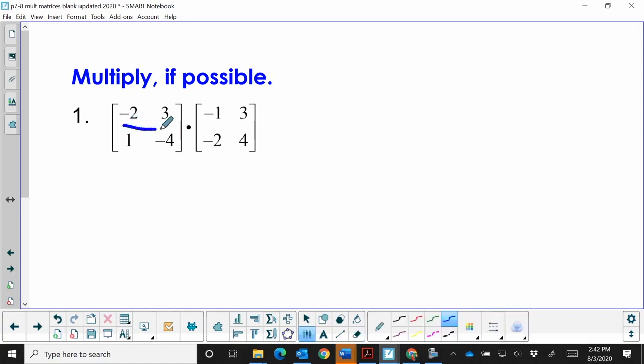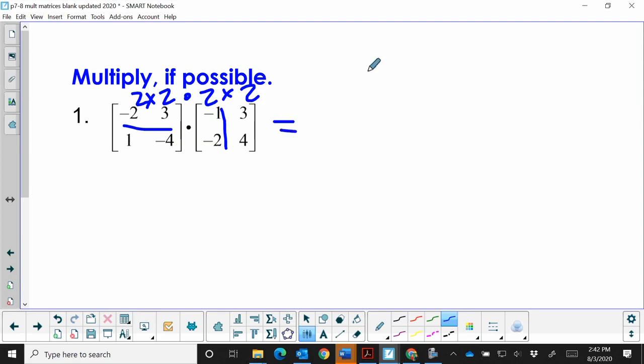Okay, so I'm going to start first row, first column. Now, this is a 2 by 2 matrix, and I'm multiplying it by another 2 by 2. My inner dimensions do match, and my outer dimensions, the answer will be a 2 by 2.